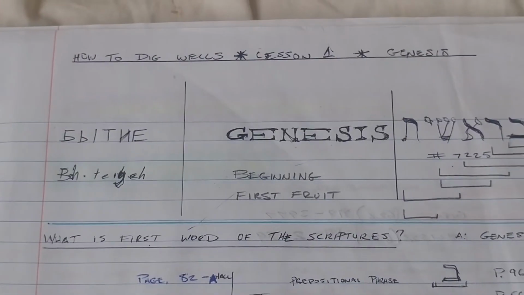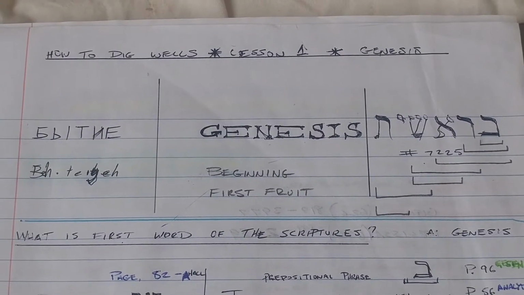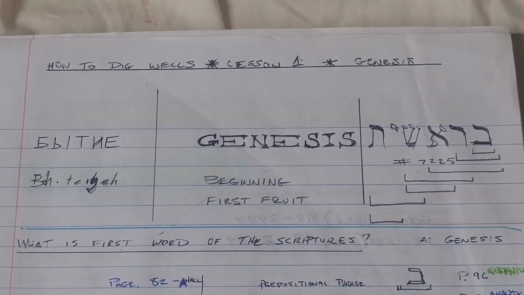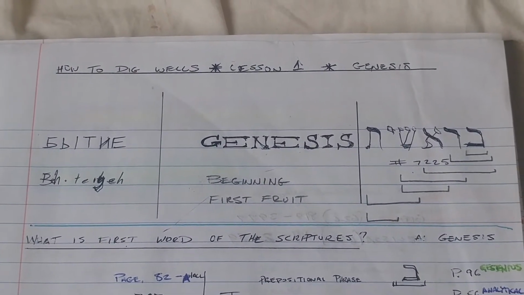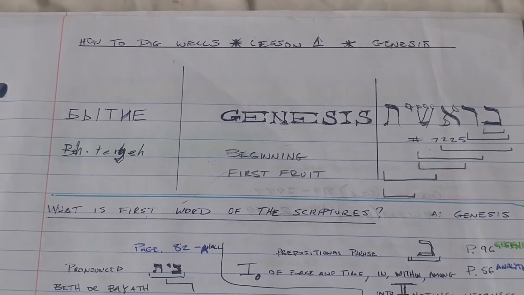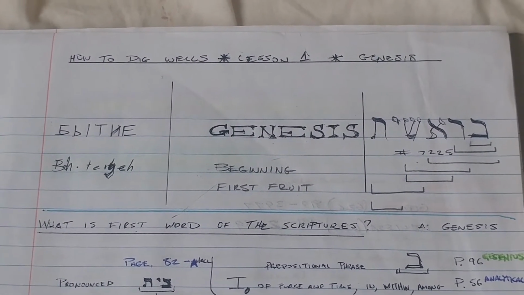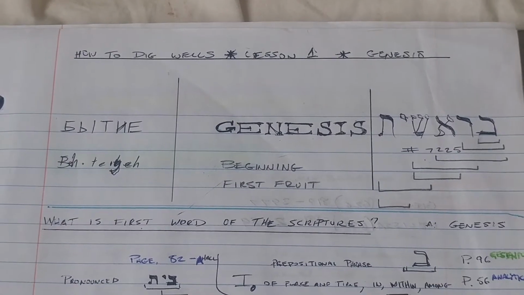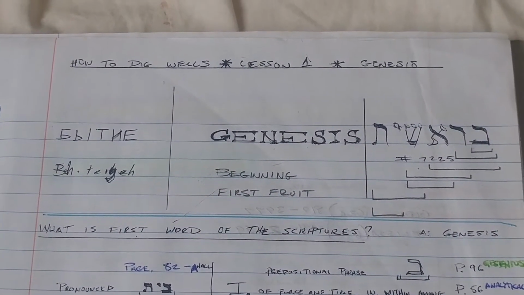Shalom. This lesson is going to be called How to Dig Wells. Okay, this is going to be the first lesson. I don't know how many there are going to be in this series because there's so much information. But I can only go one word at a time, and we're probably going to break it down that way. We are going to be analyzing the first word of the Torah.